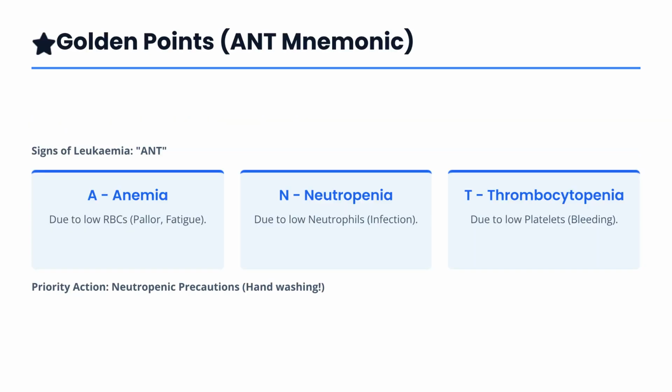The signs of leukemia can be summarized by the ANT mnemonic: anemia, neutropenia, and thrombocytopenia. The priority nursing action is neutropenic precautions, with strict hand washing being paramount.